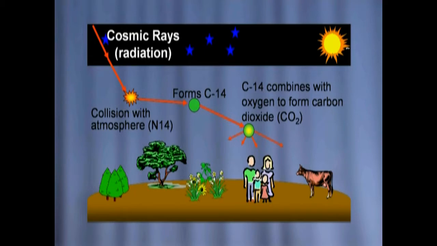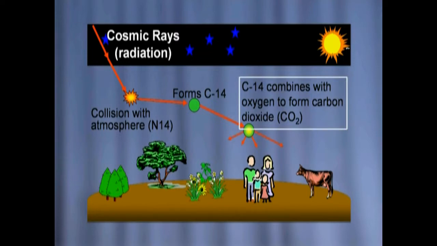And these cosmic rays come down and bombard the upper atmosphere, and with tremendous intensity change some of the nitrogen into carbon-14. So we have this collision of cosmic rays causing some of the nitrogen to be converted into carbon-14. Now this carbon-14, once it's formed, combines with oxygen in the atmosphere to form something called carbon dioxide, CO2.